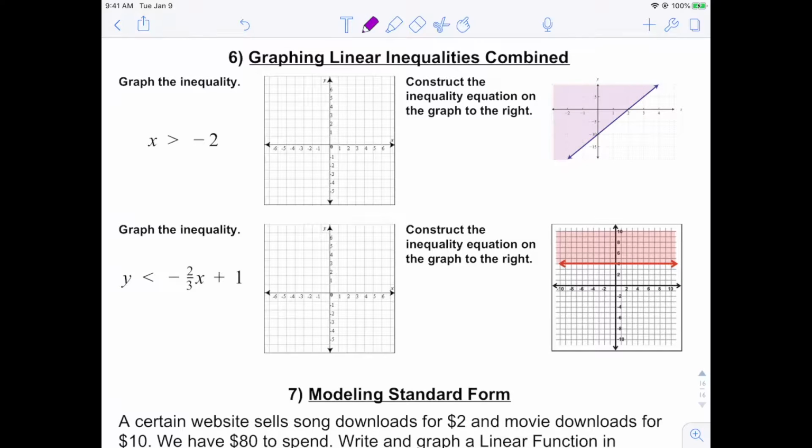Here we are in Tier 3, Lesson 6, Graphing Linear Inequalities Combined. So now we're going to combine some of the skills that we've done in the last few lessons about graphing linear inequalities. Let's start with this one. We have x is greater than -2. With that being a single variable, the line is just going to be drawn at that value of x, and because it's x, it's going to be a vertical line at -2, and because of this symbol, we know that it's going to be dotted.